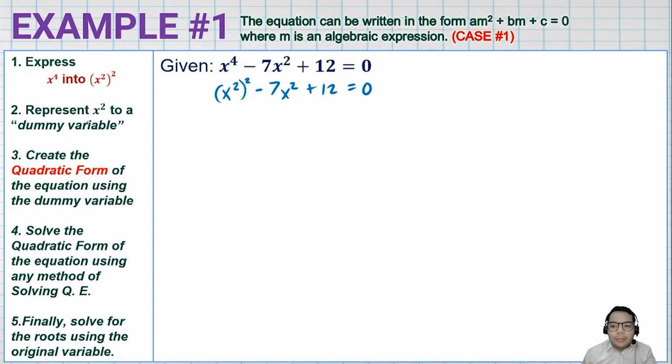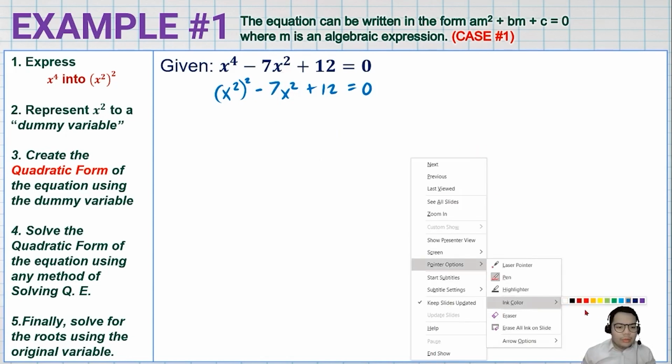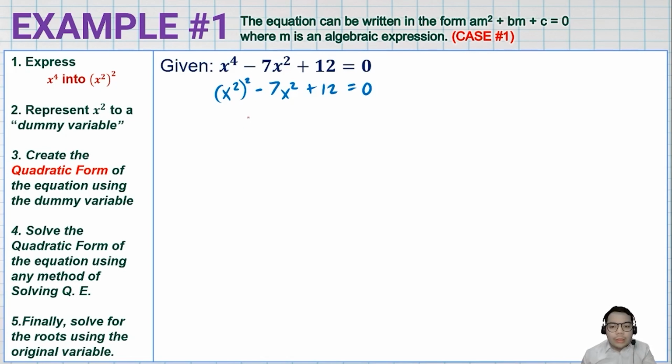So, second step, represent x squared with a dummy variable. Dummy variable is what I call the variable that we can substitute for x squared to make it simplified or to make it a quadratic form. How do we choose a dummy variable? You can use any small letter from the alphabet. For you, it can be the first letter of your name. For me, Edward, so letter E. So, let E is equal to x squared. That is all it means.